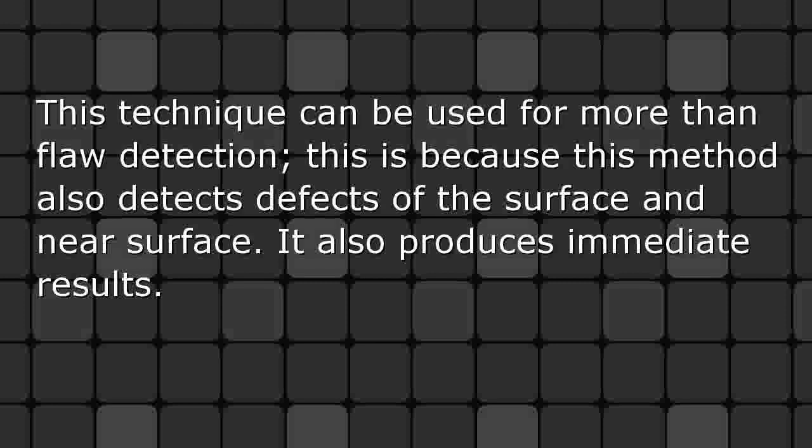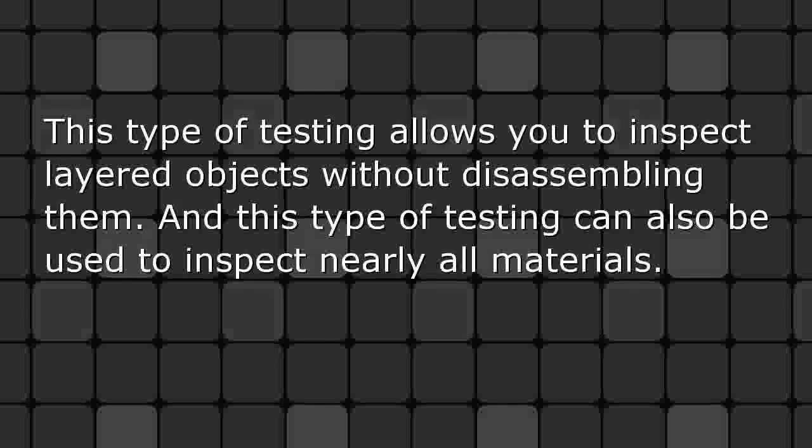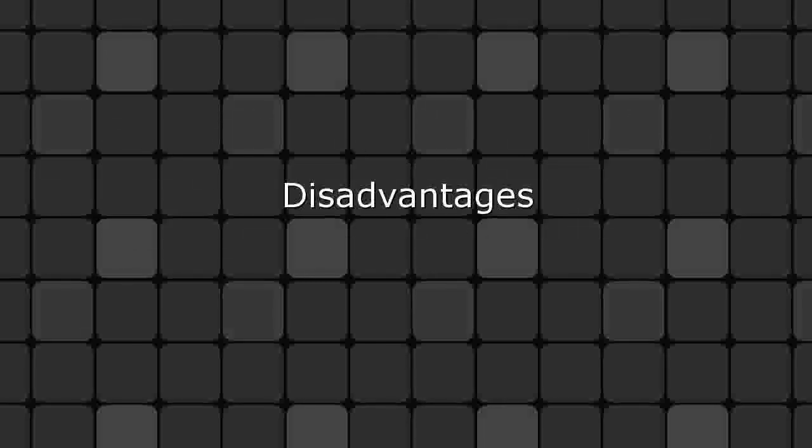Eddy current testing: this technique can be used for more than flaw detection. This is because this method also detects defects of the surface and near surface. It also produces immediate results. Radiographic testing: this type of testing allows you to inspect layered objects without disassembling them, and it can also be used to inspect nearly all materials.